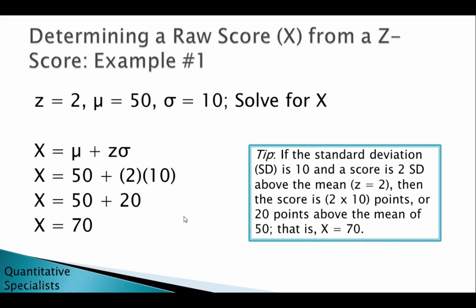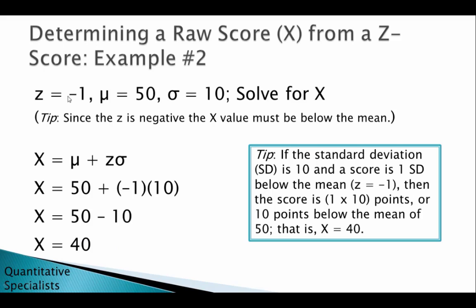In other words, if we know our standard deviation is 10, and our z indicates the number of standard deviations a value is from the mean, so we're 2 standard deviations from the mean, and each standard deviation is worth 10 points, then we're 2 times 10 points, or 20 points, above the mean. 20 points above the mean of 50 gives us the 70.